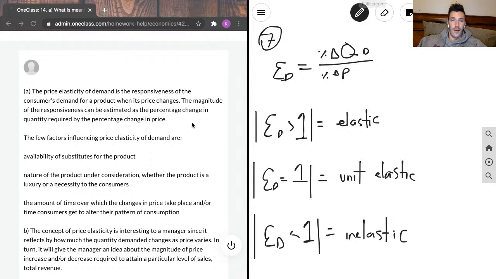However, I'm trying to think of a good one. Oh, well, the PS5 just came out, so maybe now there's been a price drop in PS4s, and as a result, the quantity demanded for PS4s has gone up a lot because they're now substantially cheaper. I don't know if it's true, but I'm just making it up.